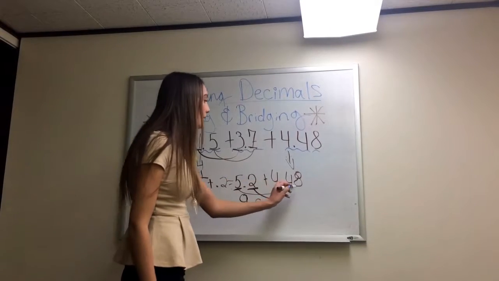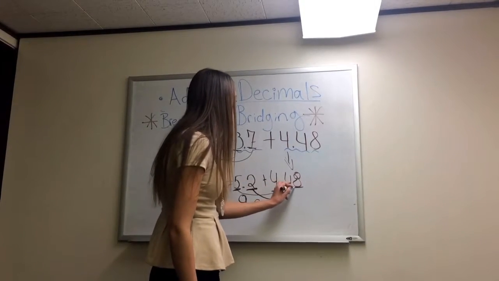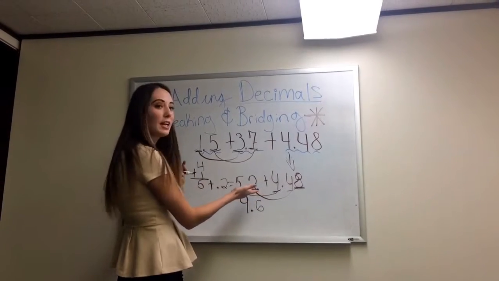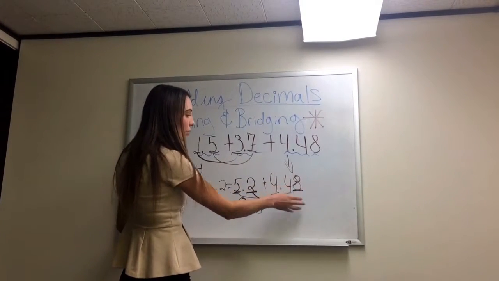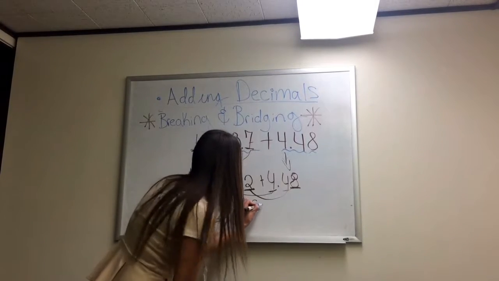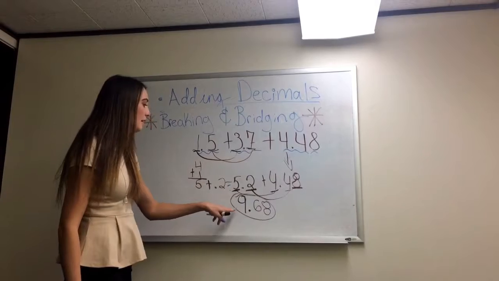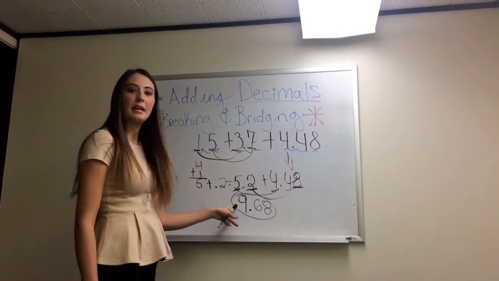Now we're going to look at our hundredths place. We have 8 in our hundredths place here, and here we don't have a hundredths place, or you could just think of it as 0. So 0 plus 8, or just 8, is going to be 8 still. So our problem is equal to 9.68.